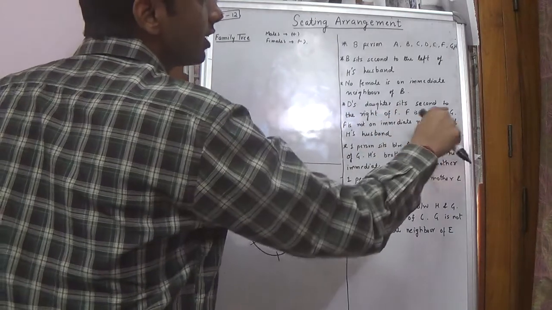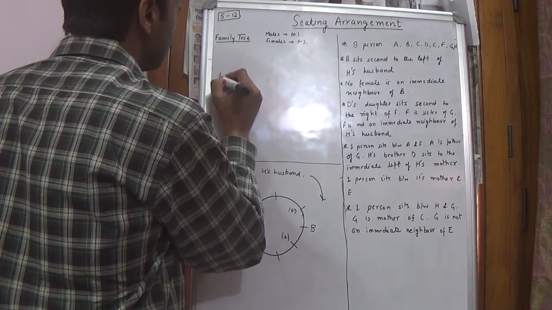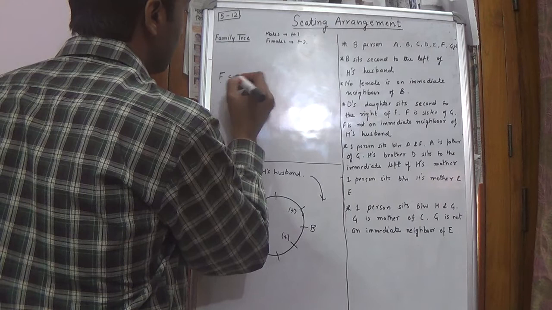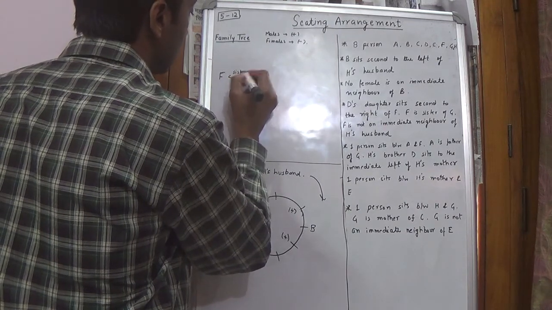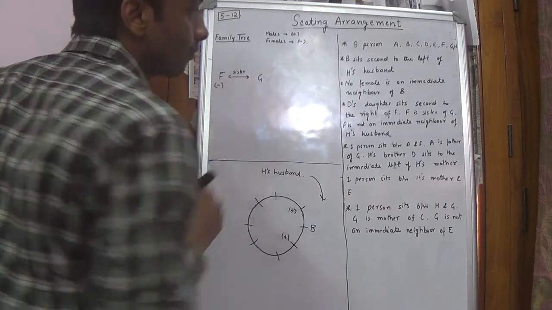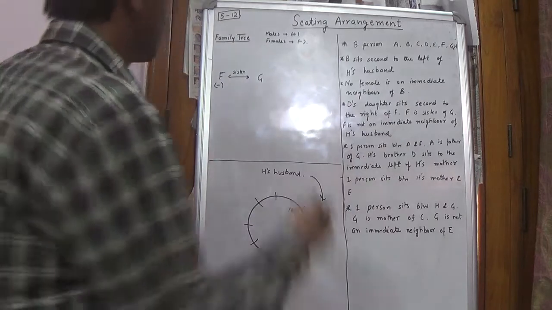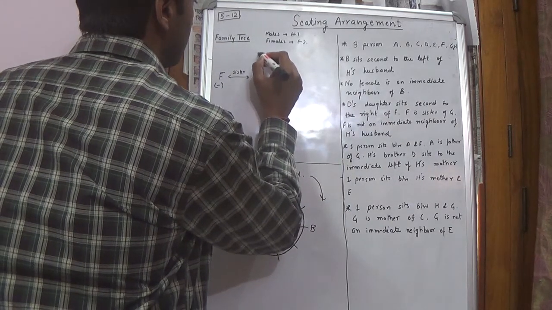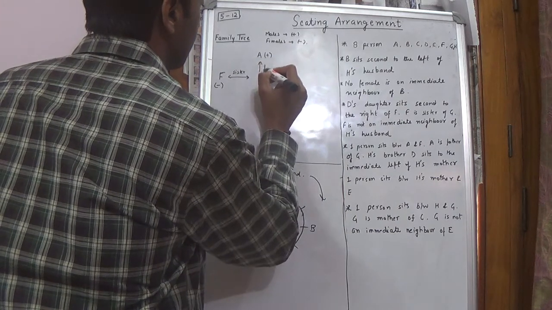So first relationship we could find is F is sister of G. So we make a relationship like G and sister. F is negative. A is father of G. So let's say A, positive, father.